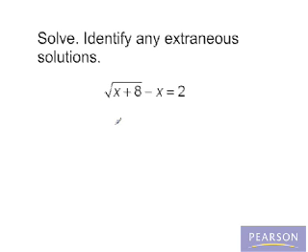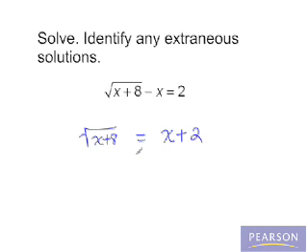Solve, identify any extraneous solutions. We are given the square root of x plus 8 minus x equals 2. We're going to go ahead and get this radical isolated by adding x to both sides, giving us the square root of x plus 8 equals x plus 2.